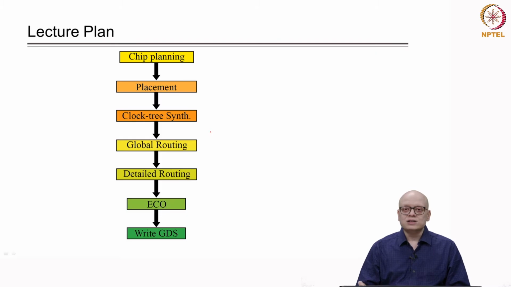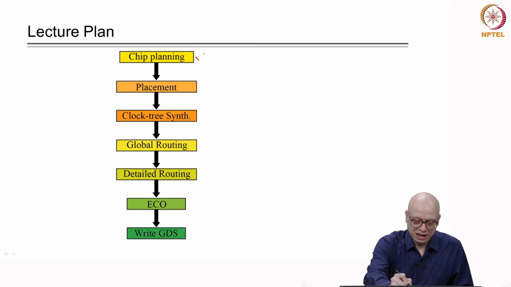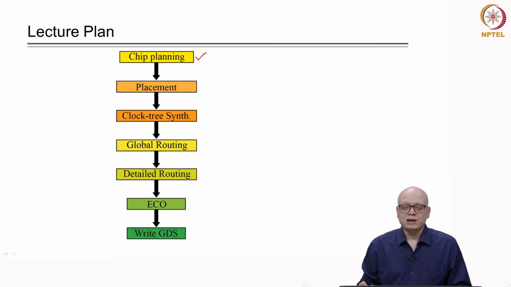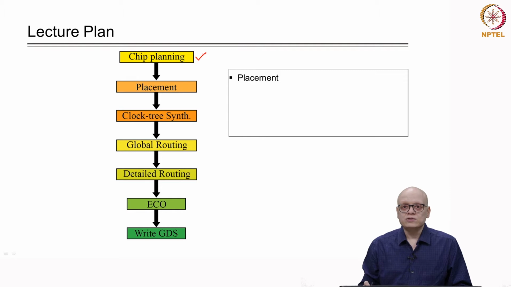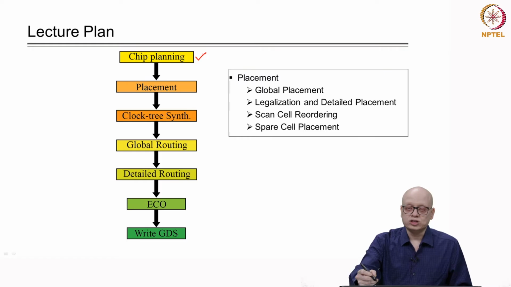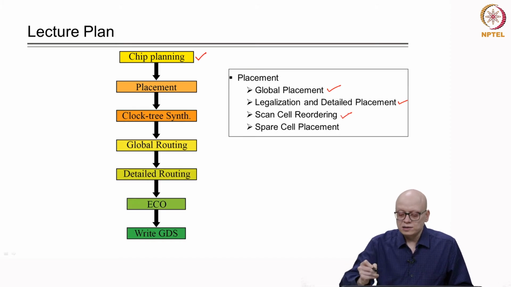In the earlier lectures, we have seen that physical design is broken into multiple tasks which are shown in this figure, and in the last two lectures, we had looked into chip planning. And after chip planning, the next task is placement. So, in this lecture, we will be discussing placement, and specifically we will be discussing these topics: global placement, legalization and detailed placement, scan cell reordering, and spare cell placement.